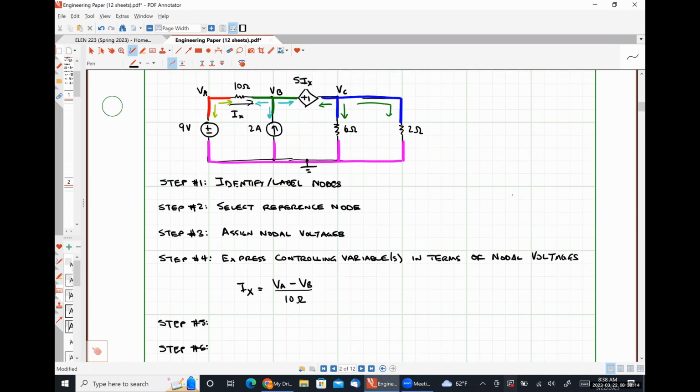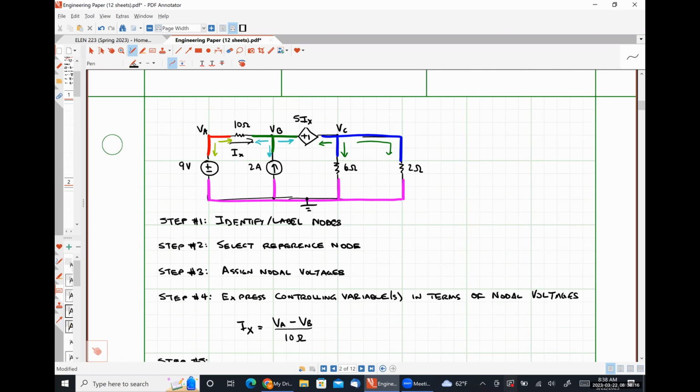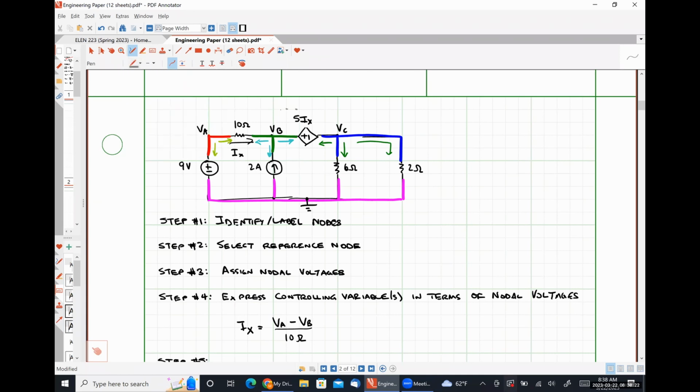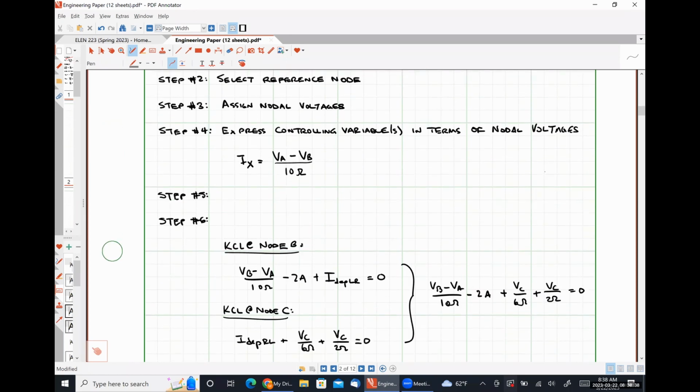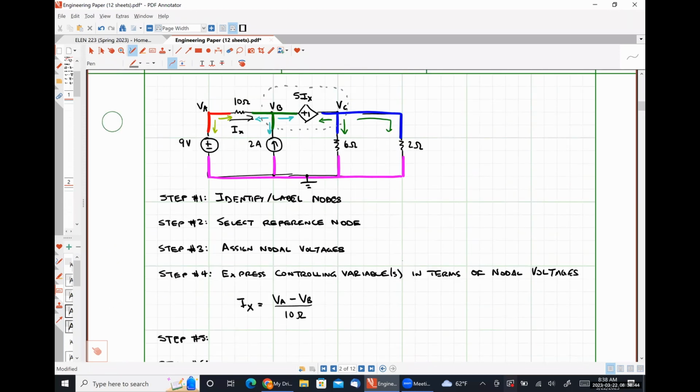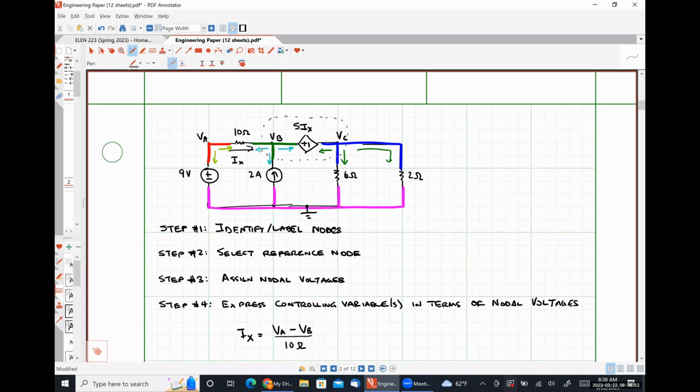Now I'm going to go back to my diagram and I'm going to identify something. So I'm going to draw a circle, loop, a blob, or whatever around my voltage source here. That KCL equation that I just wrote, this guy right here, represents the currents that are leaving this voltage source. So I'm going to call this quantity a supernode.